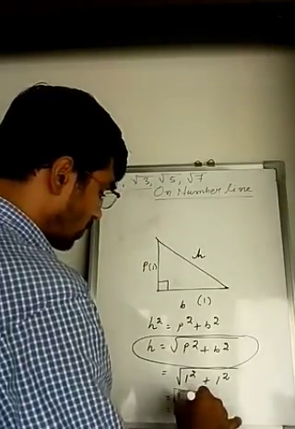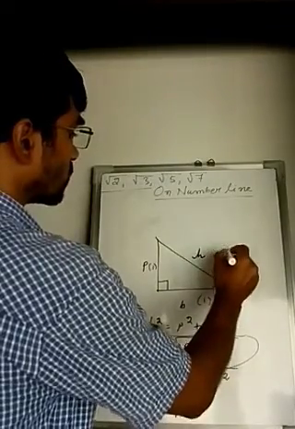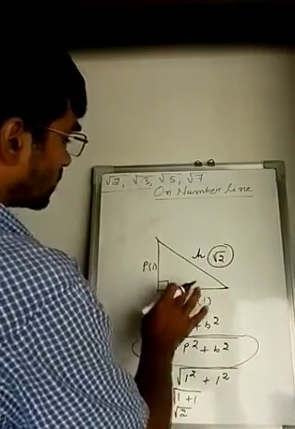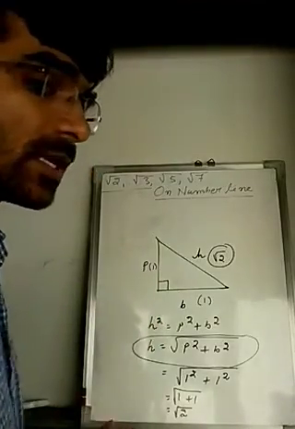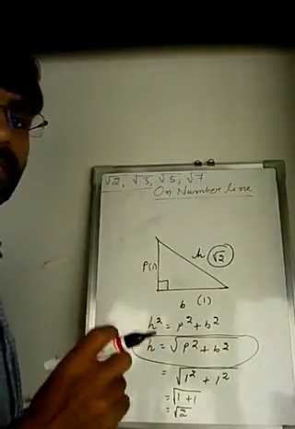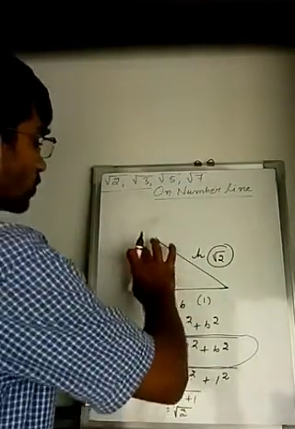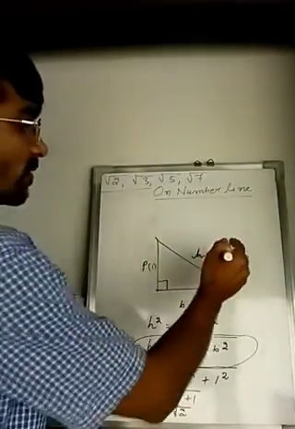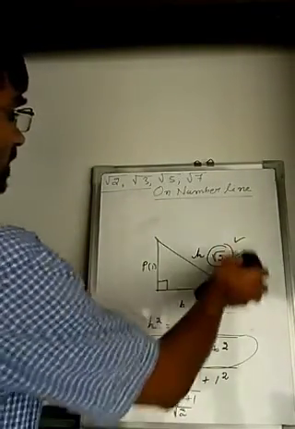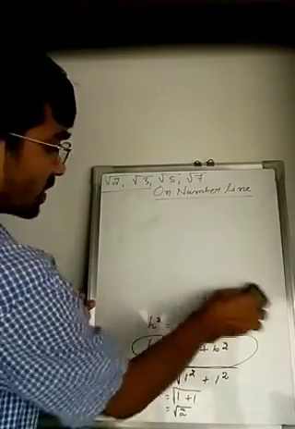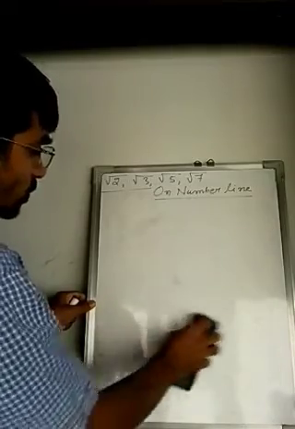Root 2. That means if you want to find root 2, then both sides of the right angle triangle should be 1 and 1. 1 means it is not 1 inch, 1 foot, 1 meter or 1 centimeter, but it should be one unit value, and both should be equal. Then only we will get root 2. So I am going to show you now the same thing on the number line. That means I am going to plot the square root of 2 on the number line.